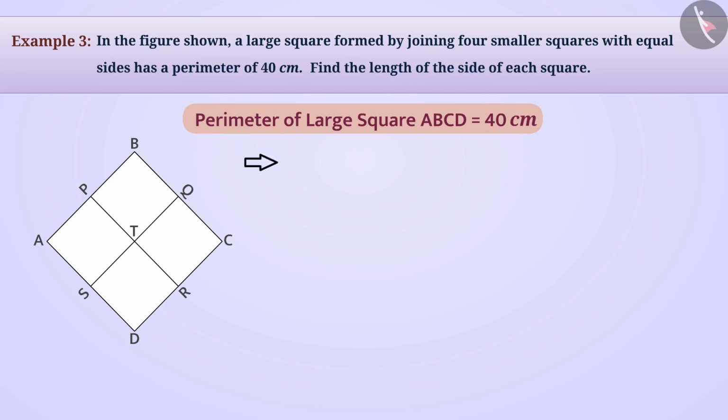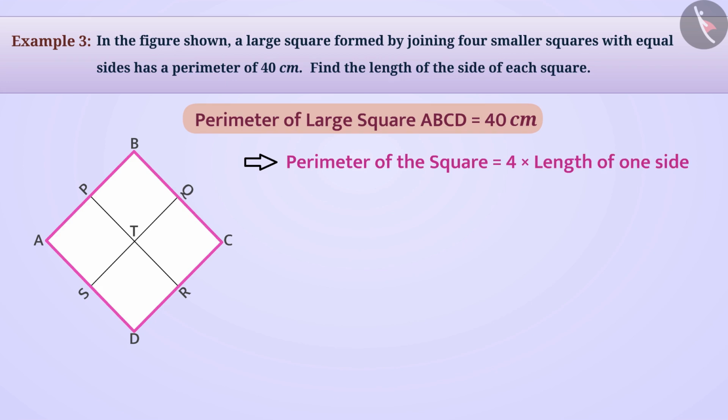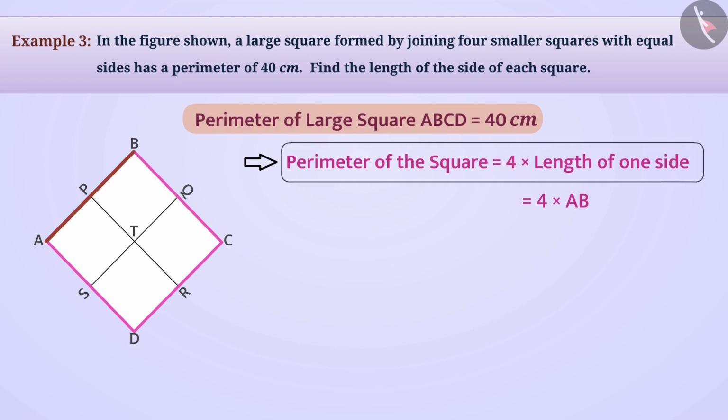We know that the perimeter of a square is equal to 4 multiplied by the length of one side. That is, perimeter of square ABCD is equal to 4 multiplied by AB. Since we multiply the length of one side by 4, we get the perimeter of the square. So, we can say that dividing the perimeter of the square by 4, we get the length of one side.